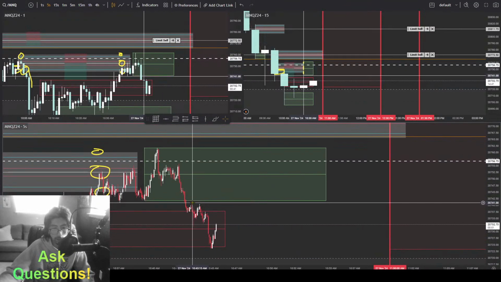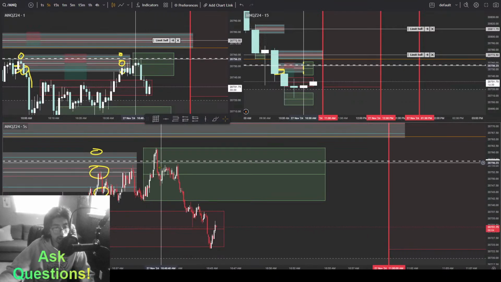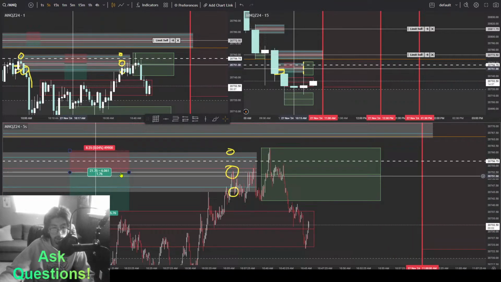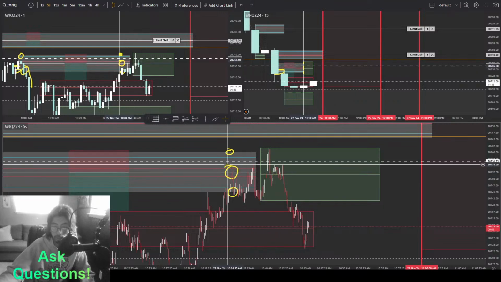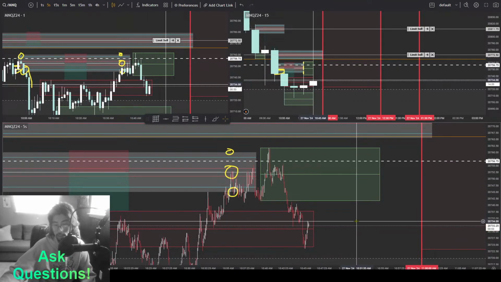Let's see. So I like this tap, but I don't like how the zone was filled, and I don't like how the zone was respected, and this zone's in the zone. So I'm not gonna take this.